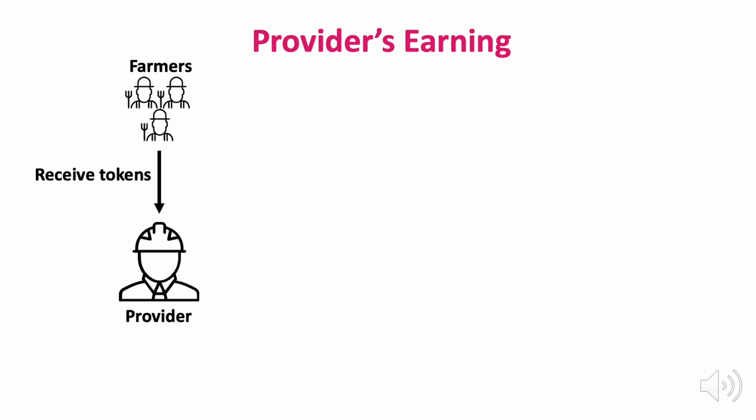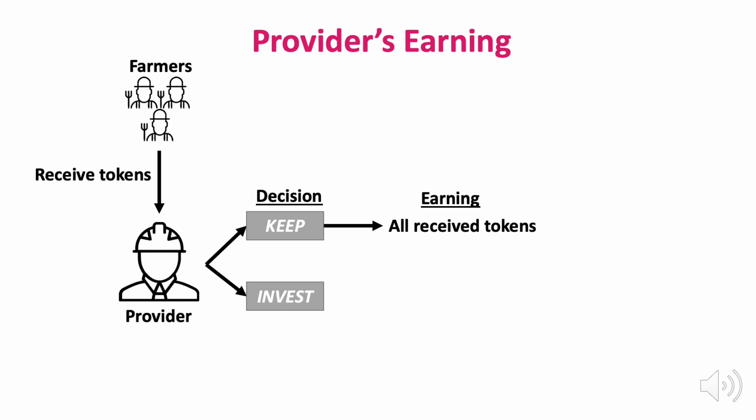The provider collects whatever tokens are paid by the farmers. The provider then decides what to do with the collected tokens between 2 options, keep and invest. If the provider decides to keep all of the collected tokens, they become the provider's earning. And if the provider decides to invest, the provider will take as its income the tokens remaining after investment.